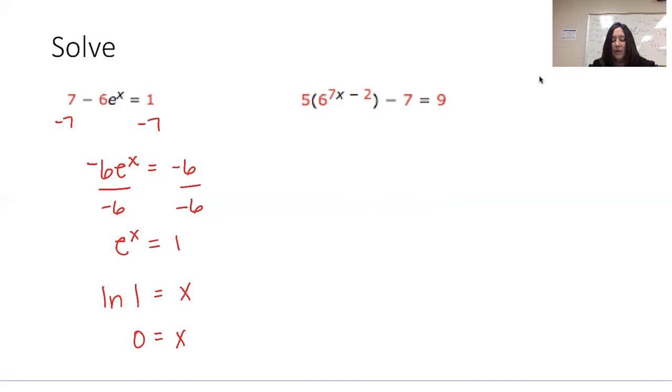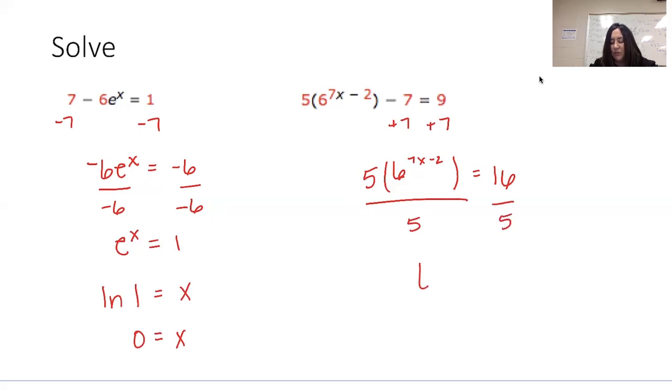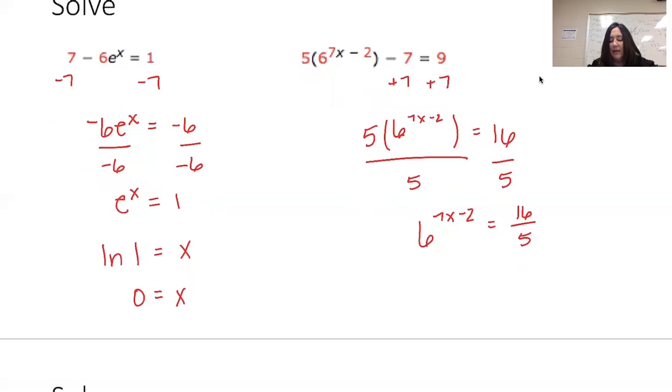On the next one, we're going to add 7 to both sides. So we'd have 5 times 6 to the 7x minus 2 power equals 16. Divide both sides then by 5. Again, we're trying to get that exponential part by itself. And then we have to change it to a log. Again, the base of your log is the same as the base of the exponent. So it'd be log base 6 of 16 over 5 equals 7x minus 2.